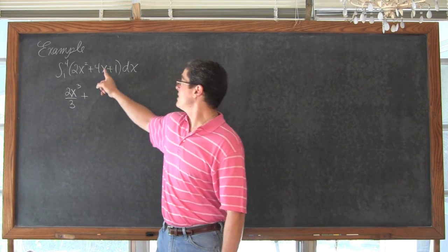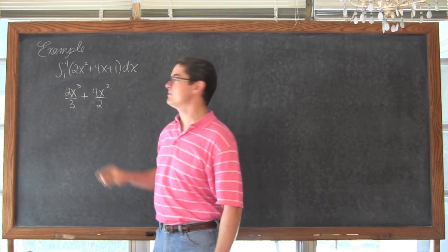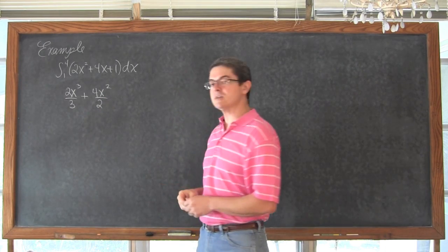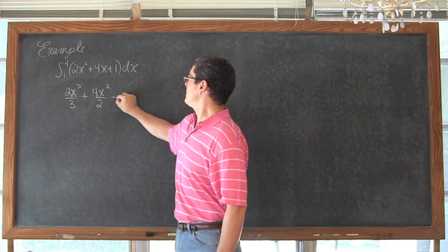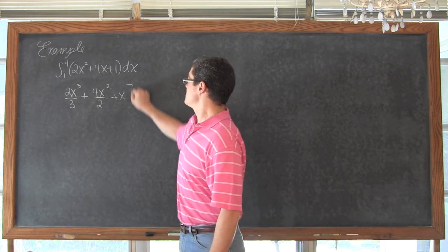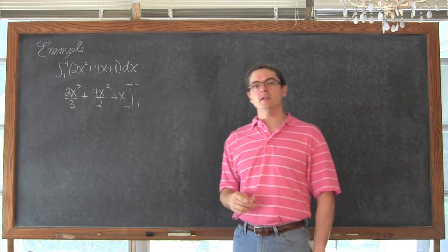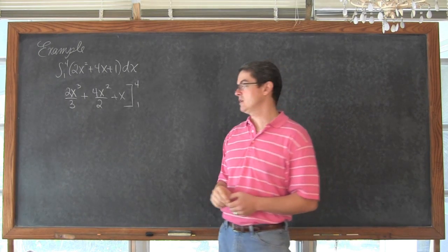Plus, same thing with the second term, 4x. We're going to raise that by 1, which is 2, and then divide by 2, again applying that basic power rule of integration, plus x. And now that we found the antiderivative, minus the c that we talked about, we're going to put a square bracket for convenience and put the values that we need to now plug into our antiderivative.